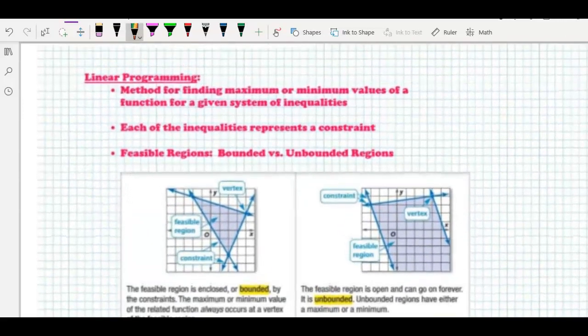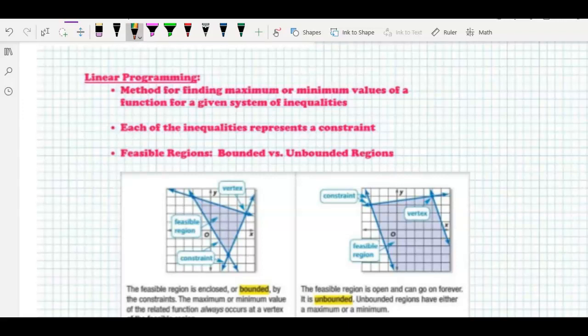Again, linear programming is simply a method for finding the maximum or the minimum value, depending on your situation, of a function for a given system of inequalities. We know from step 7 that we can graph multiple inequalities on the same graph and shade to get a region. In fact, in the last step, we practiced finding the coordinates of these 3 vertices when we had a triangular region. Each one of these inequalities is a constraint.